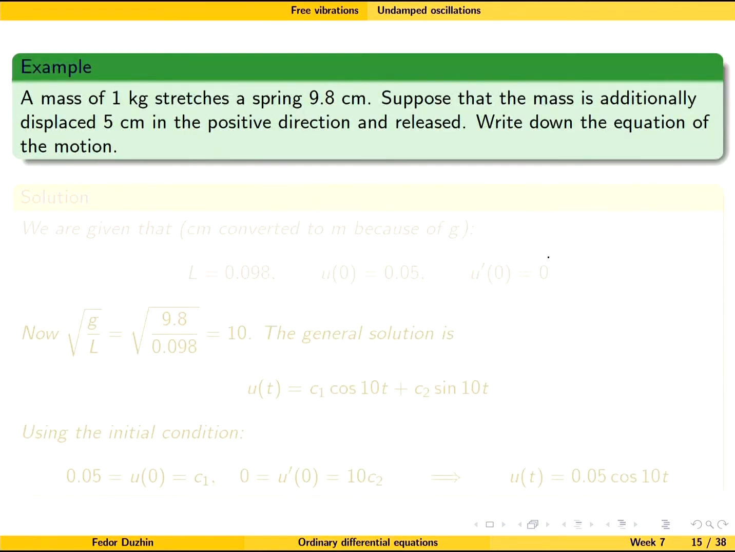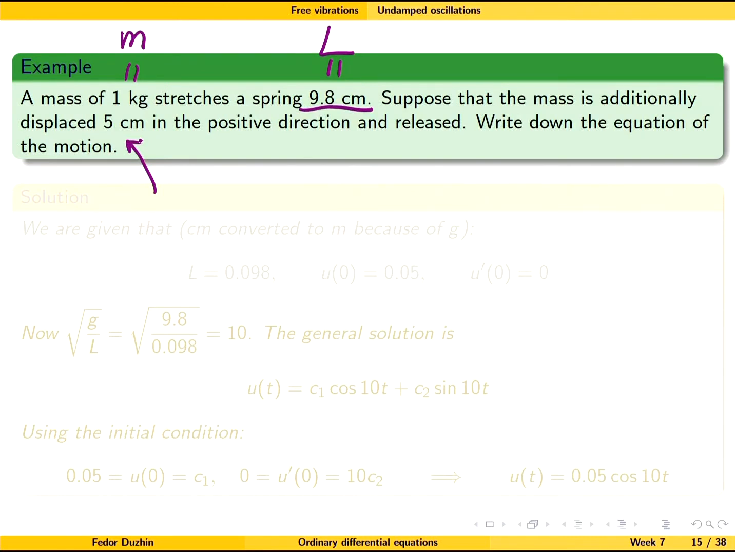Now let us go through an example of a word problem on this sort of topic. So here a mass of 1 kg stretches a spring 9.8 centimeters, right? So which means that this is our L capital, and 1 kg is our M small. Suppose that the mass is additionally displaced 5 centimeters and released. So what is this additional displacement?